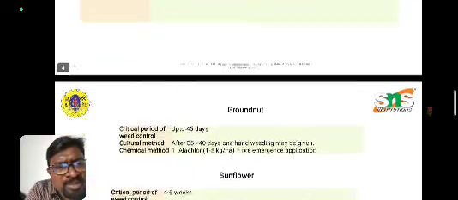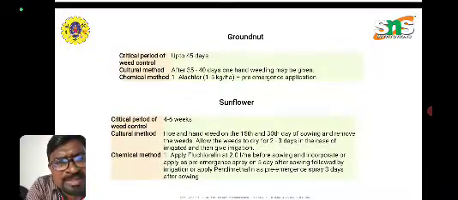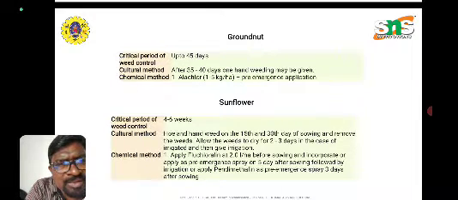Next, the crops groundnut as well as sunflower. First, for groundnut, the critical period of weed control is up to 45 days, and for the cultural method, after 35 to 40 days one hand weeding may be given. As for the chemical methods, alachlor at 1 to 5 kilograms per hectare is necessary. Pre-emergence application is to be carried out.